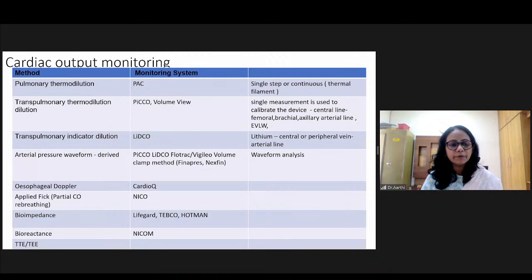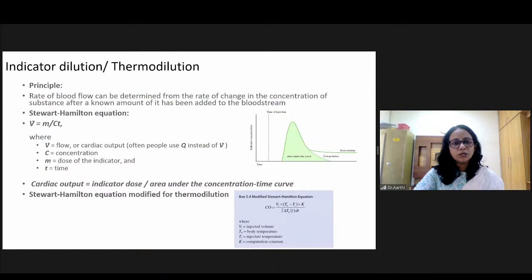There are other monitors as well. I'll just brief about them: esophageal Doppler and partial carbon dioxide rebreathing circuits. And I think non-invasive hemodynamic monitoring will put more emphasis on bioimpedance, bioreactance, etc. And also the gold standard, transthoracic and transesophageal echoes, are monitors which provide valuable information about the cardiac output and hence the hemodynamic status of the patient. So let's brush up your knowledge about the basics of these few parameters which are used in the hemodynamic monitoring devices.